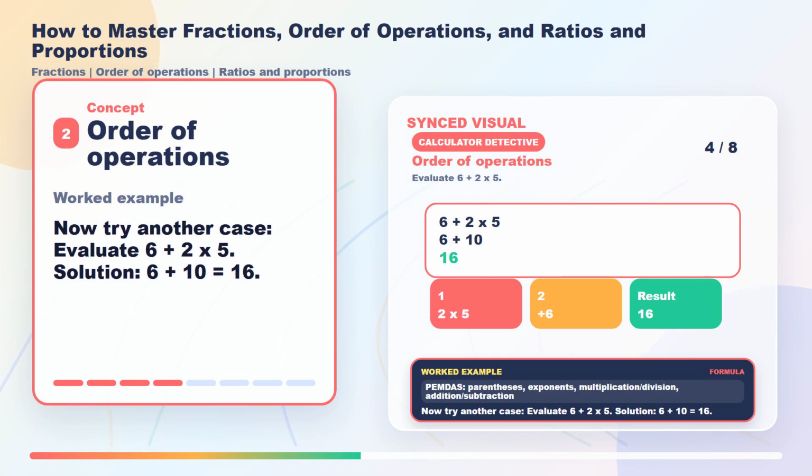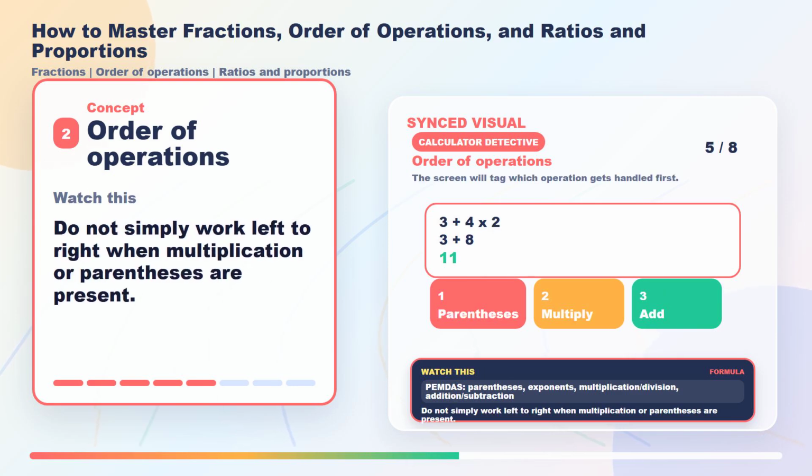Now use the same idea in a new case. Evaluate 6 plus 2 times 5. Step by step, the solution is 6 plus 10 equals 16. Notice the order: identify the quantities, write the operation, calculate, and check the result. The trap is reading the expression like a sentence from left to right. Do not simply work left to right when multiplication or parentheses are present. The fix is simple. Slow down and ask what each number represents before using a rule.